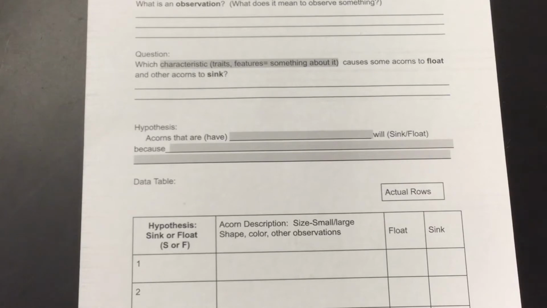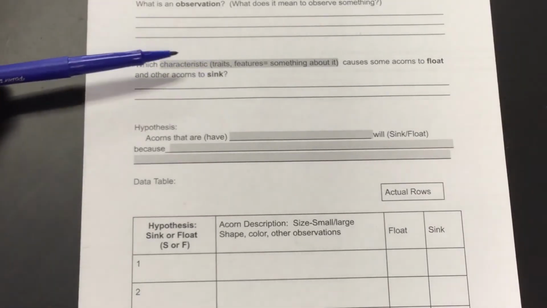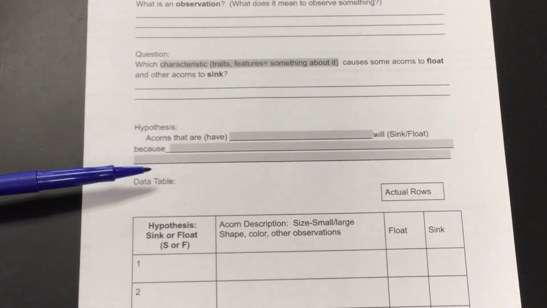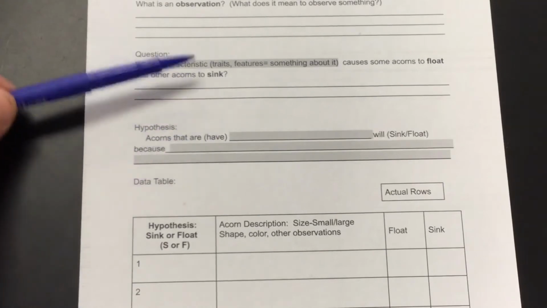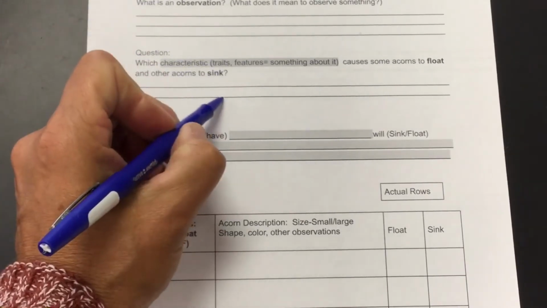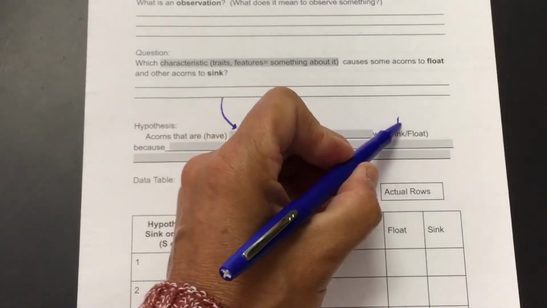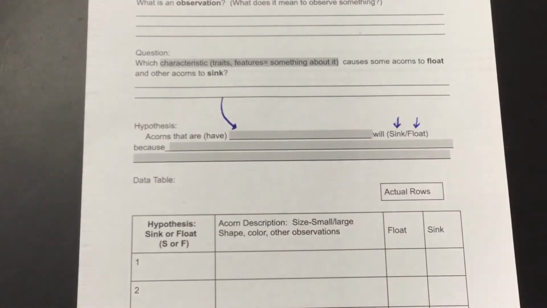Based on that, which characteristics or features will cause acorns to either float or sink, we're now going to create our hypothesis. So we're going to say acorns that have what feature or trait, what trait or feature do you think they have to have that will either cause them to sink or float? One of those words you will circle. So maybe you say acorns that have no caps will float because, so you would just circle the one that you want to go with.